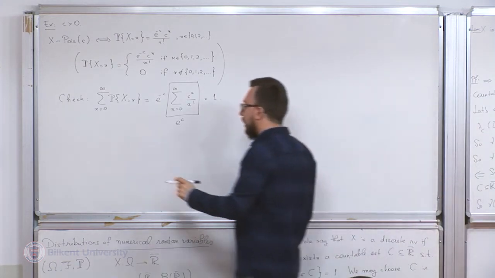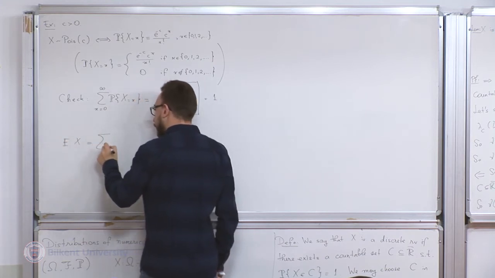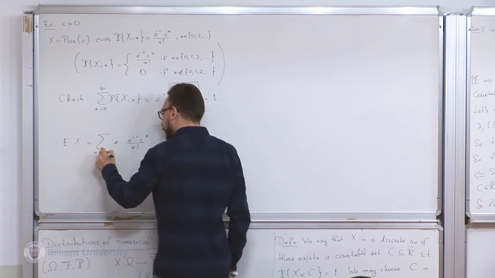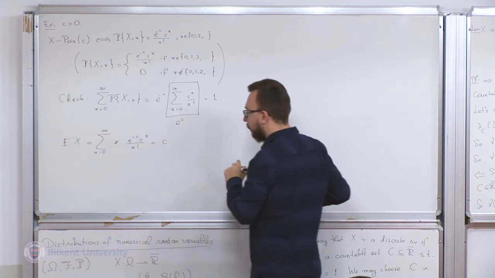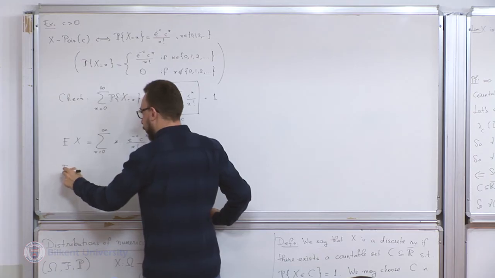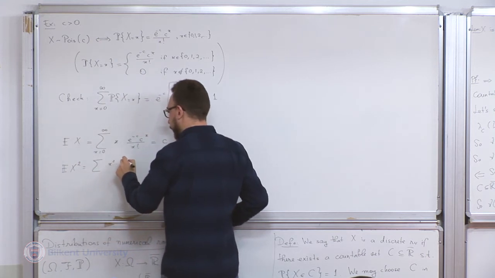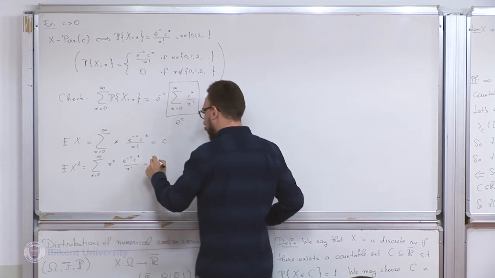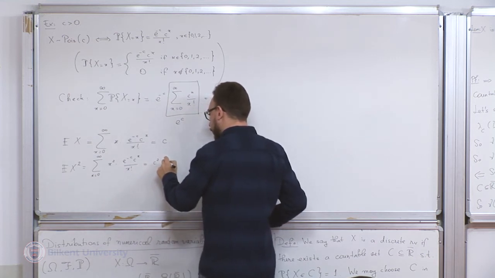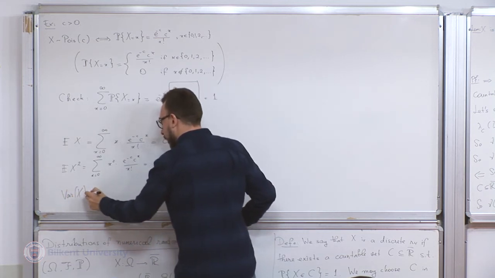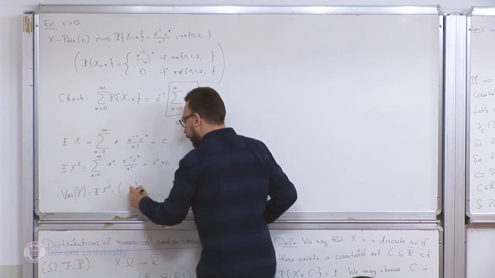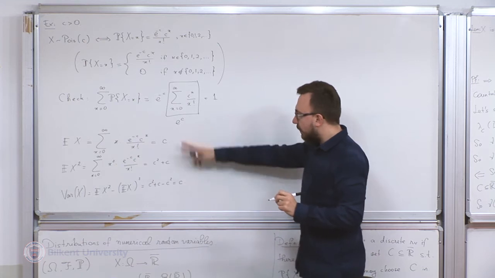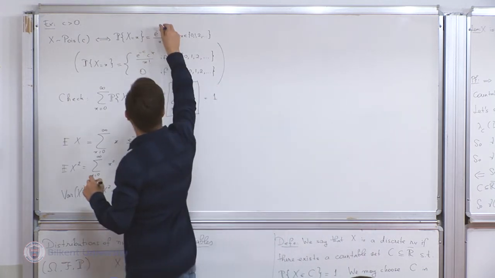And what you can also check is that the expected value of X, which is the sum from 0 to infinity of x times e to negative c, c to the x over x factorial, gives you c. And the expected value of X squared, the sum of x squared e to negative c, c to the x over x factorial, is c squared plus c. So the variance of X is the expected value of X squared minus the square of the expected value. So c squared plus c minus c squared gives you c. So the expected value and the variance are equal, and they are equal to the parameter of the distribution, c.